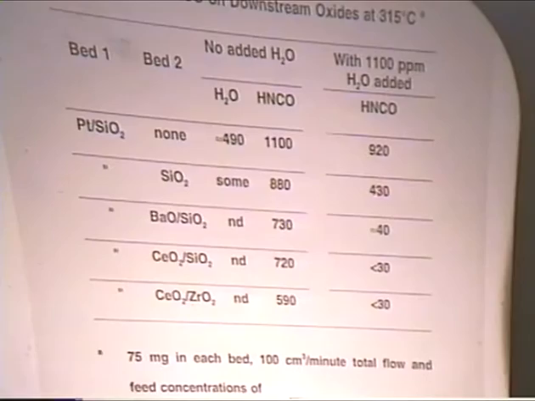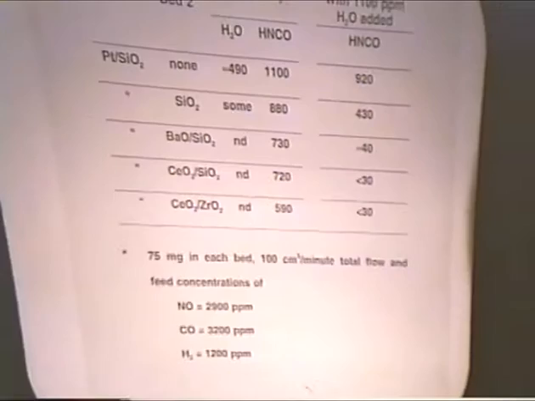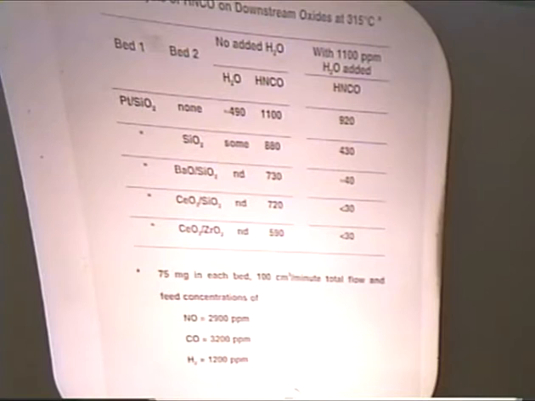If we put even small amounts of things like barium oxide on silica, or cerium oxide on silica, the isocyanic acid essentially disappears just as it did with ceria zirconia. So almost any oxide will hydrolyze isocyanic acid.